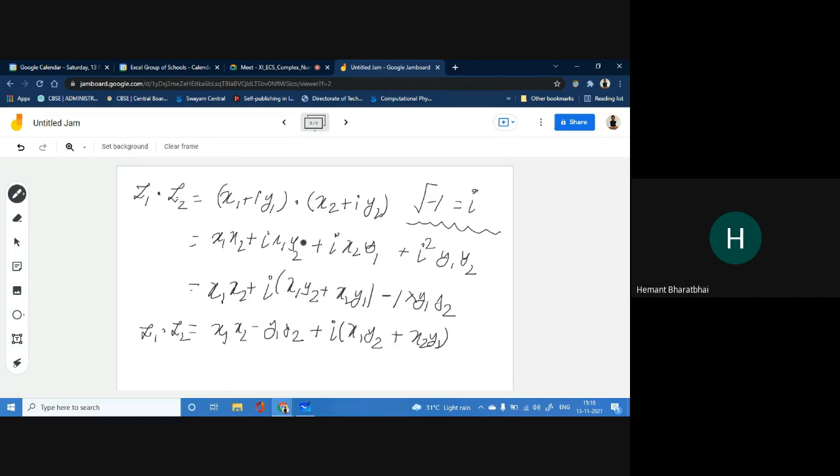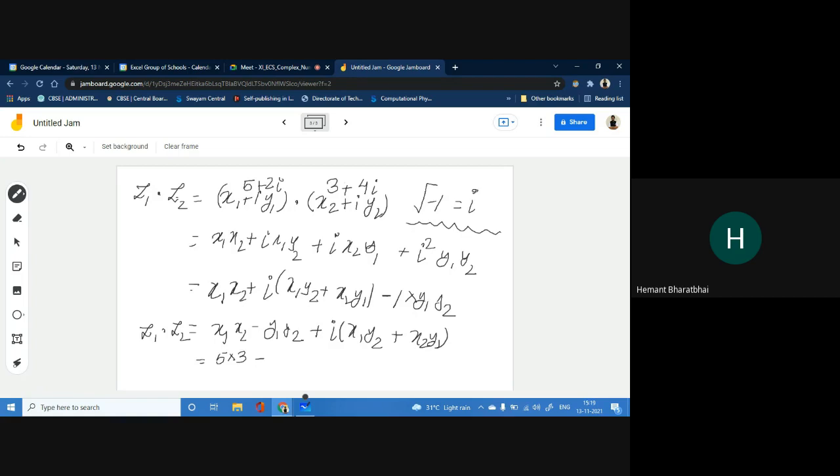So now this also became a real number. Okay, and this is also a real number, and this i is multiplied with this, so this entire part is the imaginary part. So what I'll do is I'll write real part with the real part and imaginary part with the imaginary part. Therefore, this will become x1 x2 minus y1 y2 plus i into x1 y2 plus x2 y1. So this is how you multiply two complex numbers.